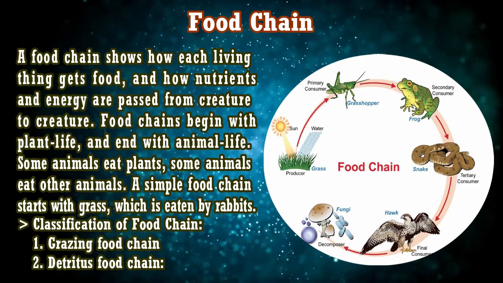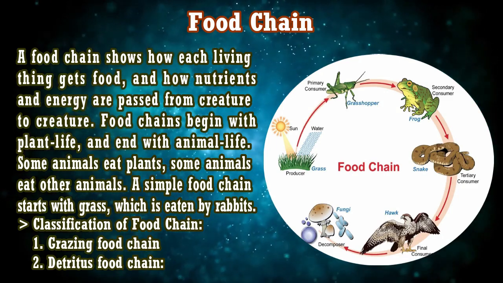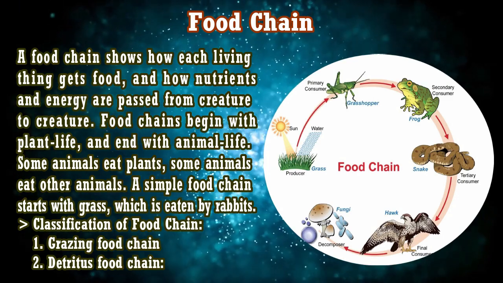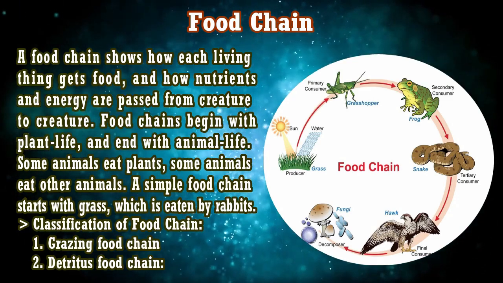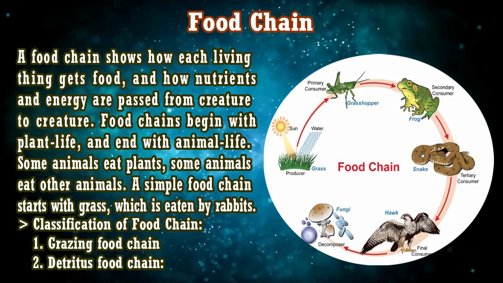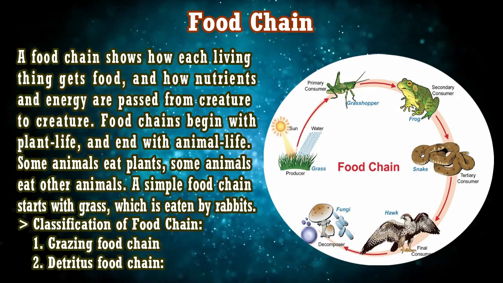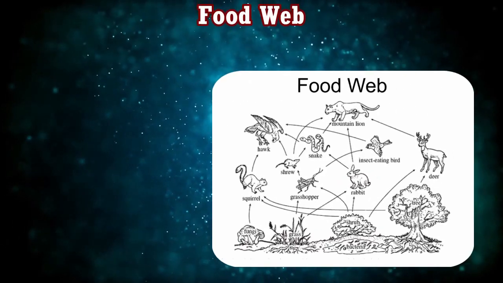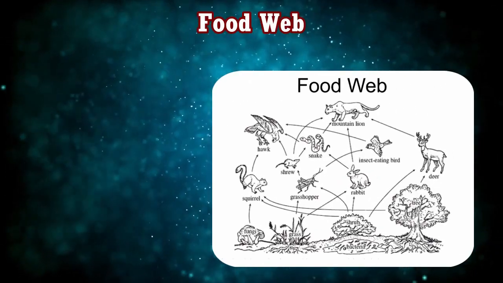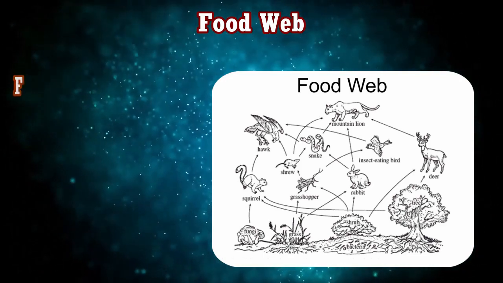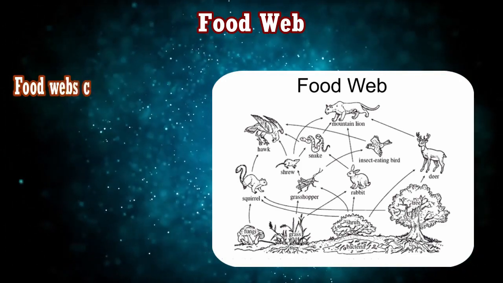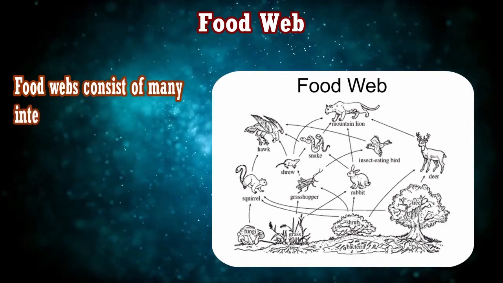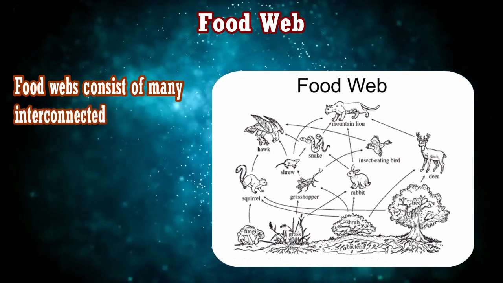Now how many types of food chains are there that we will discuss? So food chain is basically of two types. One is the grazing food chain, and another is the detritus food chain. Okay, these two different types of food chains we will be discussing. Grazing food chain means simply the animals that graze on each other, and detritus food chain is nothing but the microorganism food chain.